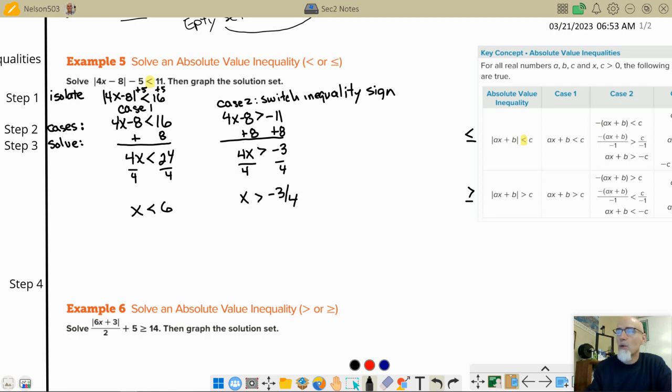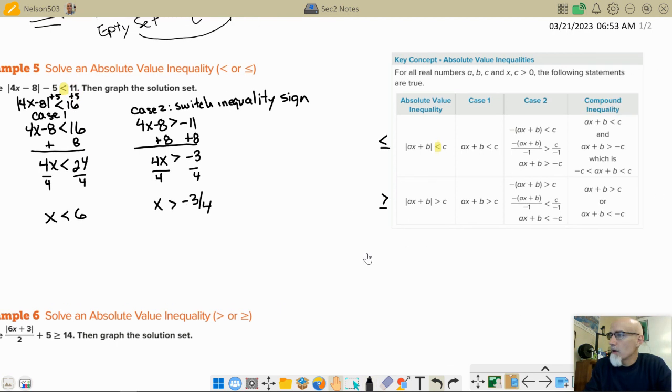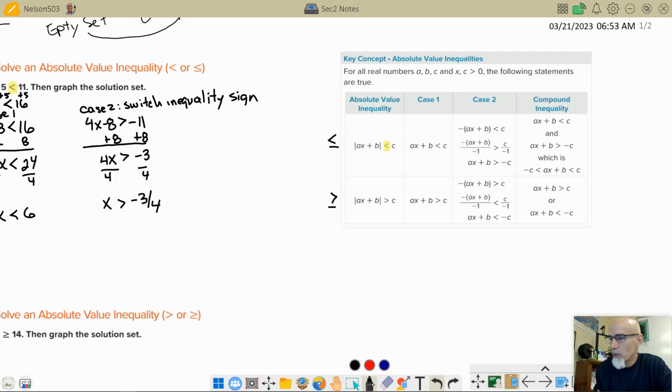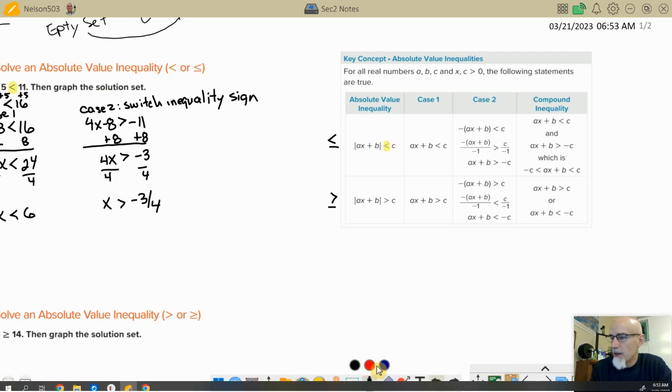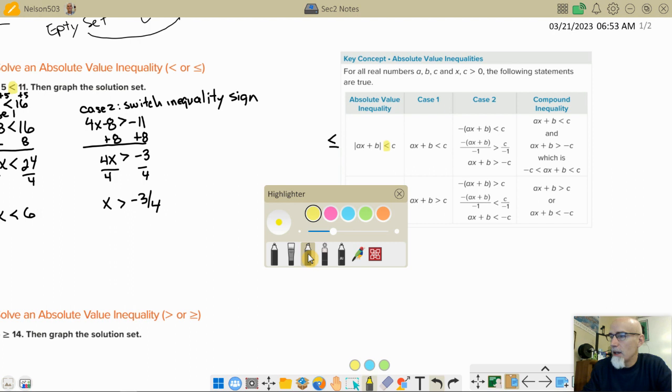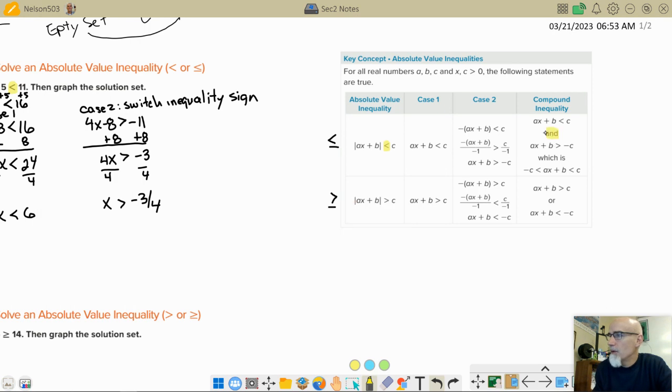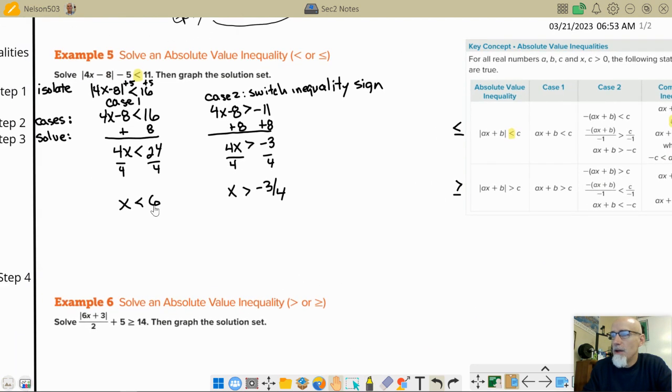Now, there's something else that's really important in these problems. We were saying all numbers less than 11. Over here, you notice this is another super important thing to pay attention to, okay? I'm going to switch to my highlighter. And what I want you to highlight in your notes is this word right here, and. And means we want the numbers that are less than 6 and at the same time greater than negative 3/4. Okay, so I'm going to put the word and over here on these inequalities.